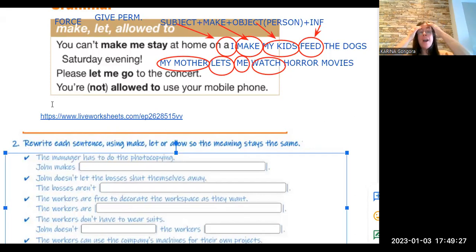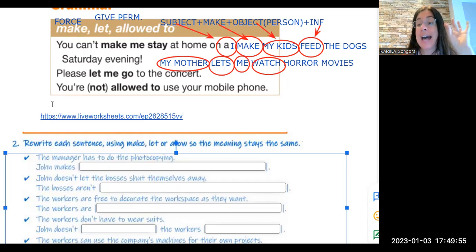Then, you are not allowed to use the mobile phone. Remember I said allowed to has the same meaning as let. Yes? Pero acá es diferente. ¿Por qué? Porque siempre voy a usar el verbo allowed to. Lo puedo usar de dos maneras. Si voy a poner primero la persona que me dio permiso, voy a ponerlo sin el verb to be. Y va a estar solito.